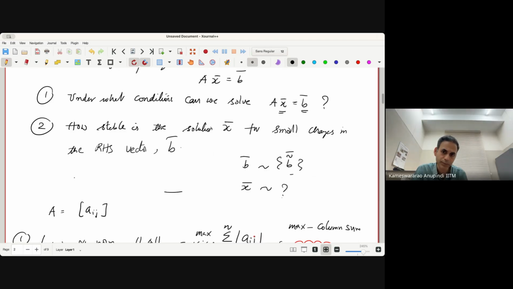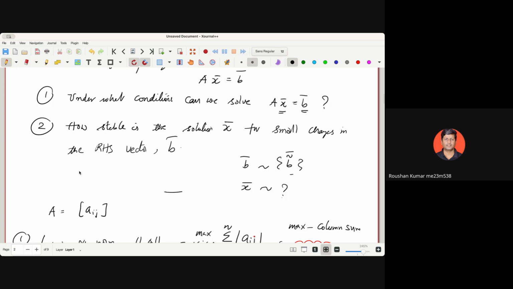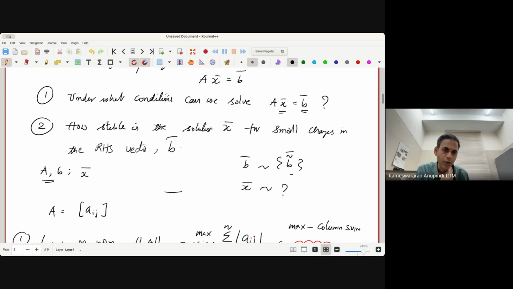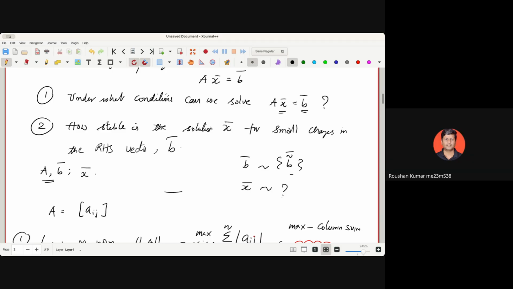Correct. So my point is, for example, when I'm solving Ax equals b, that means for a given value of A, I'll always get a fixed value of x, right, sir? For a given value of A and b, you're going to get a certain value of x.